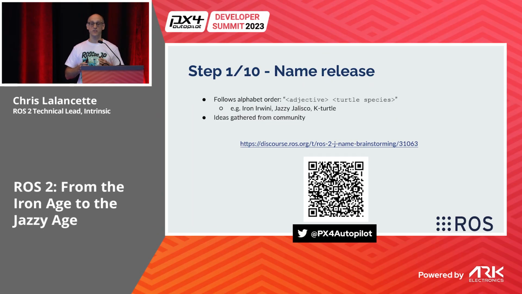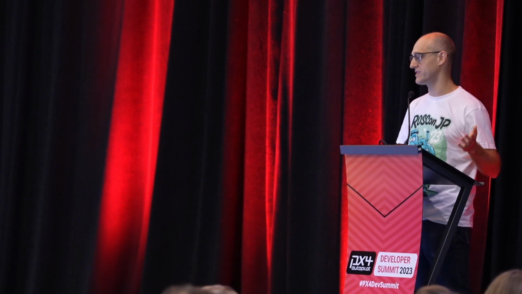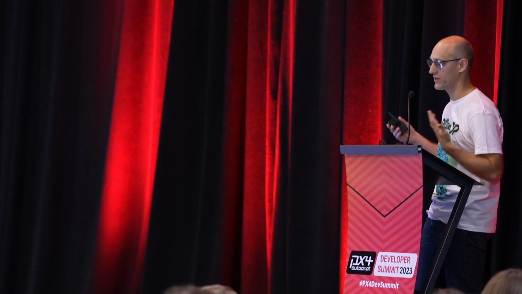And eventually, we have a ROS boss. While I'm the ROS 2 technical lead, we also, for every release, have the ROS boss, who's responsible for the mechanisms of doing the release, running the release team, things like that. So obviously, I work very closely with the ROS boss every year, but the ROS boss is the one who ultimately chooses the name. And I think I didn't mention, but we have an alphabetical order. So we had Iron Irwini, we have an adjective turtle species, and then it's Jazzy Jalisco, and then whatever K turtle is going to be.